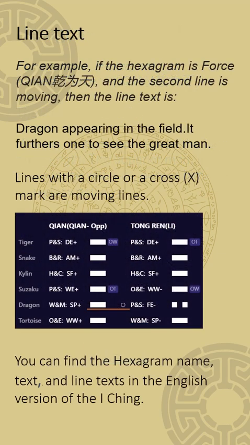Line text. For example, if the hexagram is Qian, and the second line is moving, then the line text is: Dragon appearing in the field. It furthers one to see the great man. Lines with a circle or a cross, X, mark are moving lines. You can find the hexagram name, text and line texts in the English version of the I Ching.